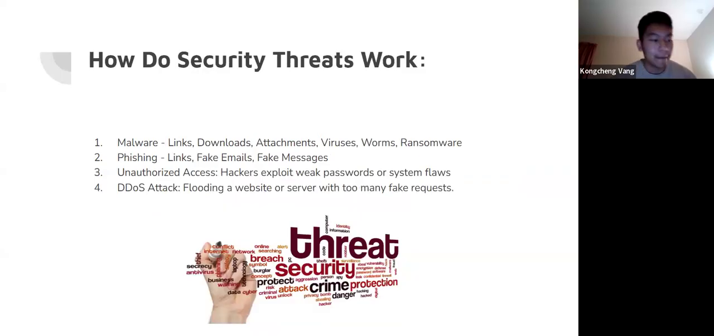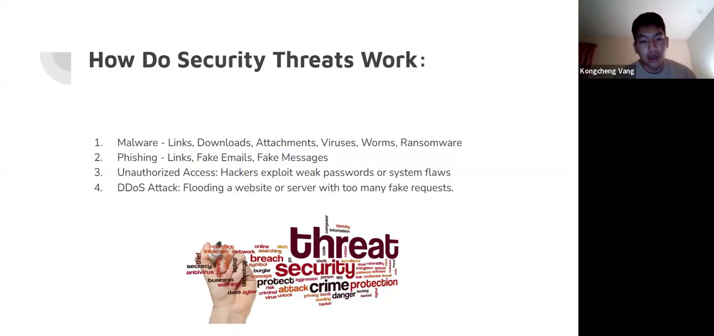For malware, this often spreads through emails and untrusted downloads, and also viruses, worms, ransomware, and links. Phishing is often successful because it mimics real companies like banks and Amazon, and this tricks people into clicking links, fake emails, fake messages, and downloads.